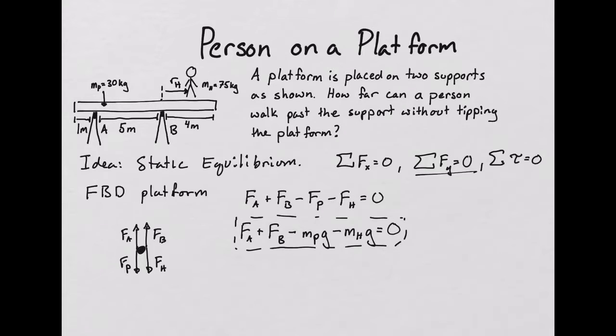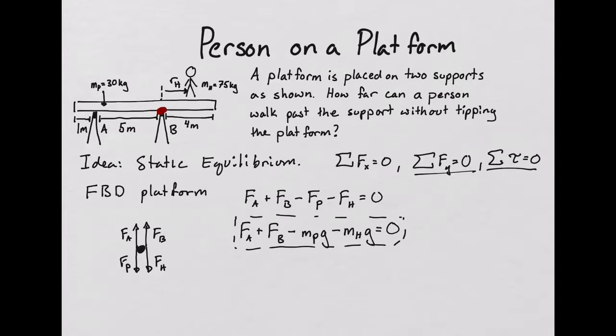Next, I need to look at the sum of all torques in the problem. So I need to find the torque due to each one of these forces. This requires some careful thought. First, I have to identify what will be the center of rotation. In this problem, since we're asking about tipping, it will tip around the second support. So I'm going to put the center of rotation at the location of that second support.